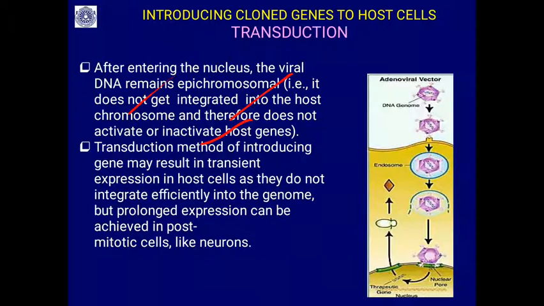The transduction method of introducing genes may result in transient expression in the host cells, or else prolonged expression can be achieved in non-dividing cells like neurons. If we incorporate it, we can make this gene expression last for a long duration. If it is an actively dividing cell, the gene expression will be short-lived. After some generations, the cells may lose our gene of interest, whatever was introduced through this transduction method.